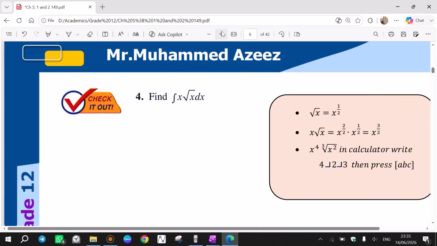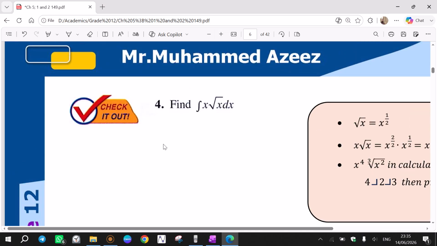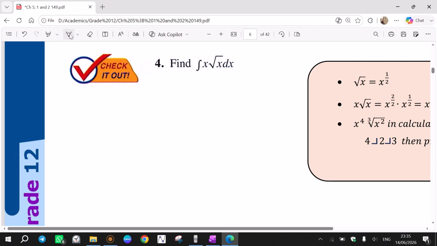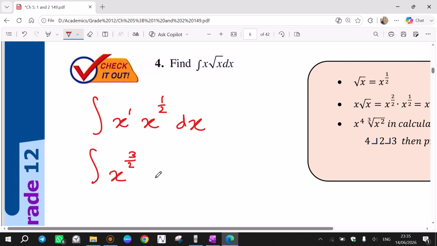Now we have multiplication. This idea is very, very common. What we do, multiply. Integral, the first x is power 1, the second x I can write as x power 1 over 2 dx. You know, in multiplication we need to add the powers, and if we add the powers it's going to be x power 3 over 2 dx.